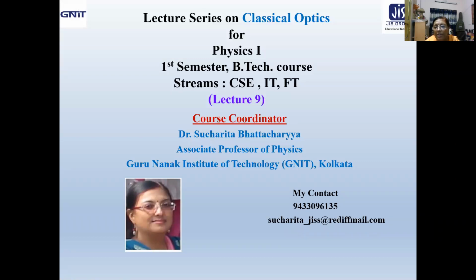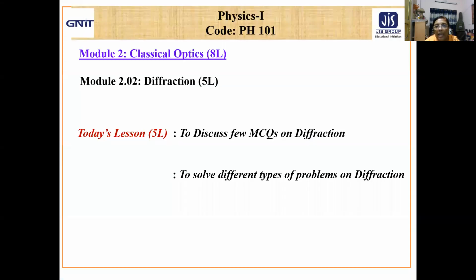Today I will deliver lecture 9. Now let us take a look at what is there in lecture 9. Students, you know that right now we are in submodule 2.02 of module 2, which is on classical optics. And in submodule 2.02, we are doing the diffraction chapter. Total number of lectures allocated is 5, and today's lesson plan is for this fifth lecture session.